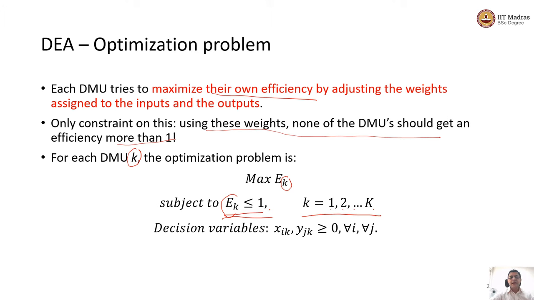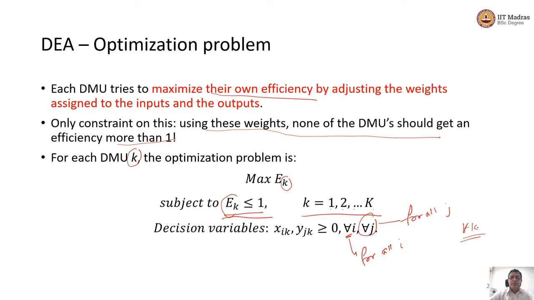What are the decision variables here? The decision variables are the x's and y's, which are the input weights and the output weights. Now, what is this notation? This notation is for all i, for all j. This is called for all. So this is for all i, this is for all j's. Now, I have not written for all k's. Why is that not included here?